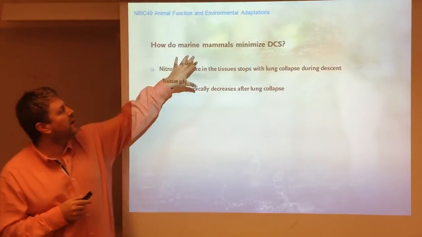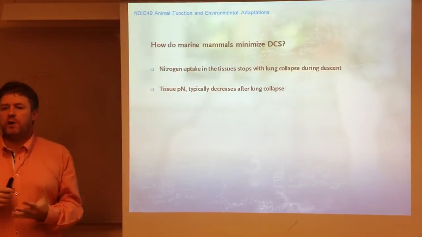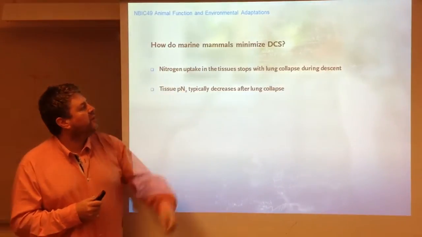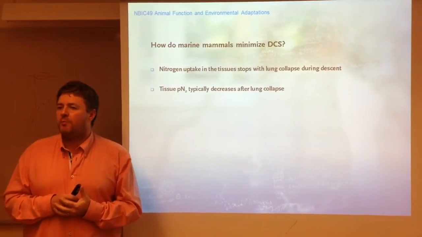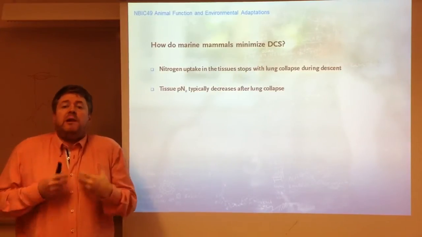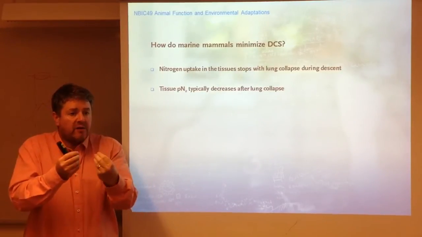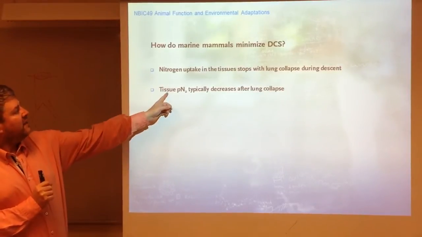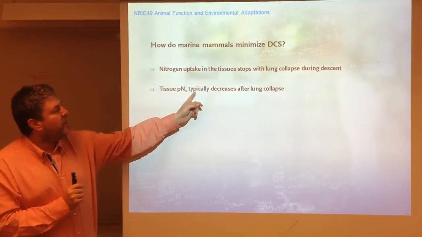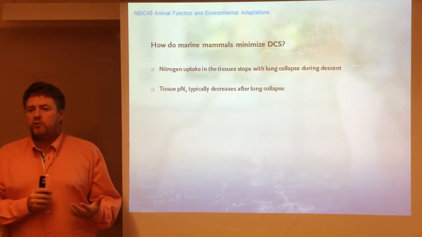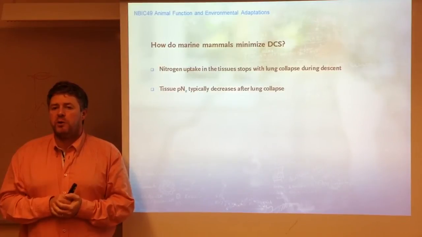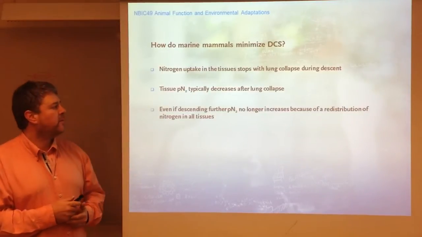How do marine mammals minimize DCS, decompression sickness? Essentially, there is nitrogen uptake in the tissues stops with lung collapse. If you collapse your lungs, there is less potential for nitrogen in a gas form to diffuse into the tissues. Tissue partial pressure of nitrogen typically decreases after lung collapse. So once the lungs have collapsed, there is less partial pressure of nitrogen. And that's a good way to prevent the bends.